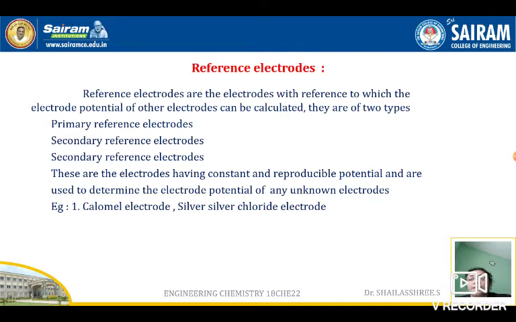So what are the secondary reference electrodes? These are the electrodes having constant and reproducible potential. Very important: you have to write this key point, then only you will get the marks here. You have to write that they have constant and reproducible potential and are used to determine the electrode potential of any unknown electrodes.